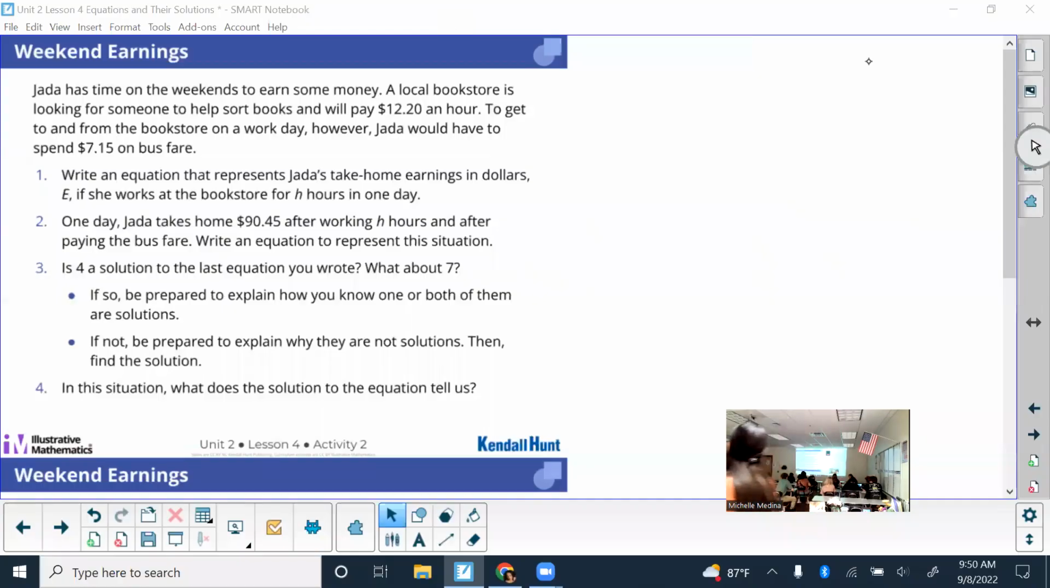All right, so what is an equation that represents Jada's take-home earnings in dollars E if she works in the bookstore for 8 hours in one day? Hold on, we need to get more people to answer. If you don't start volunteering, I'm going to start calling on you. And since you're supposed to be working with the people around you, I might even ask, what did your partner say? All right, volunteers for the answer. I want to see more hands.